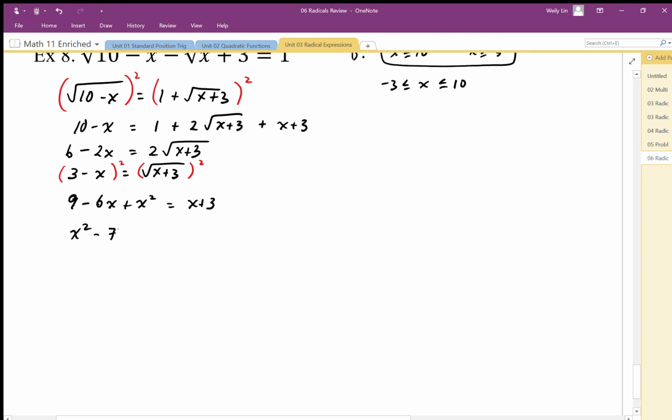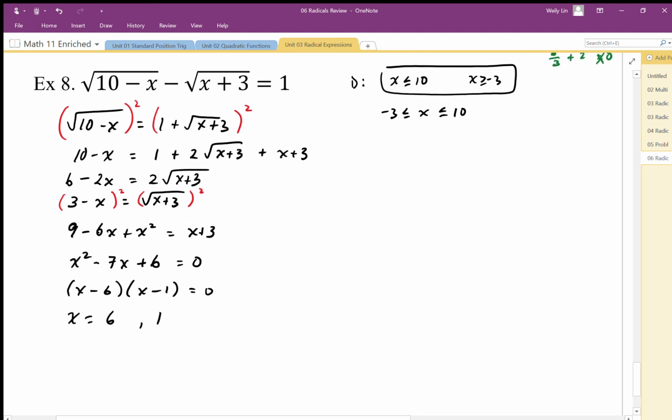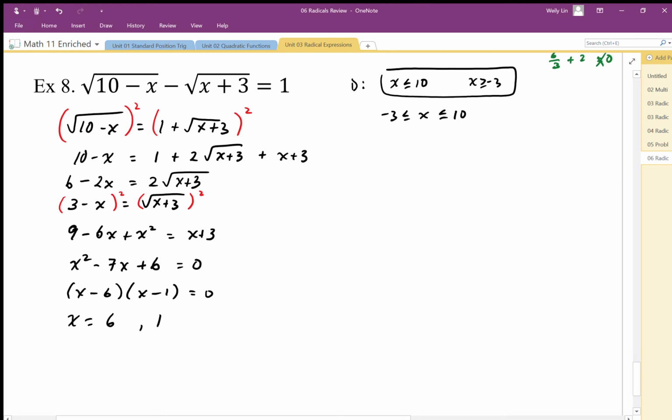Subtract x from both sides. Subtract 3 from both sides. It is factorable. So we end up with our two solutions, 6 and 1. Okay, so again, we can't rely on our inside domain only. So we actually have to test these. With the double square root equations, we have to test.